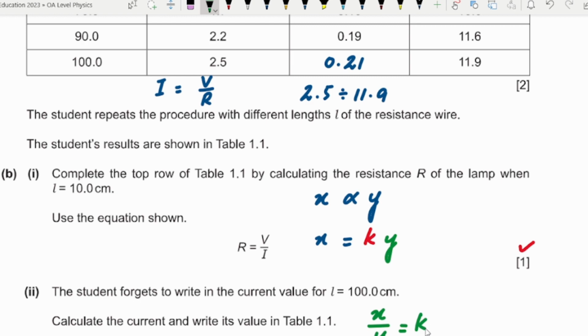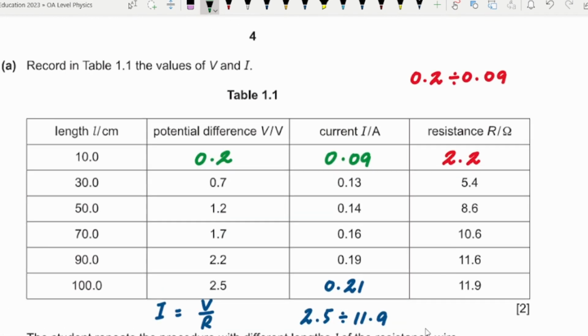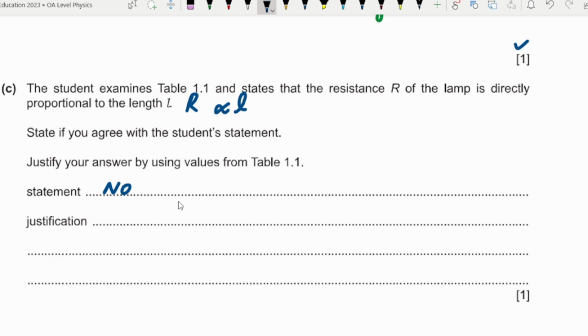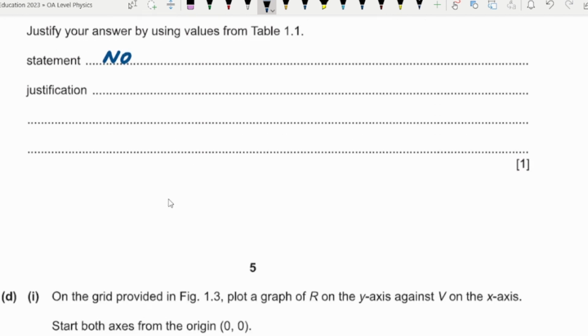So the overall ratio would remain constant. Is that the case here? So what you can do is you can find the ratio of resistance to length for some of these values. Ideally you should be finding it for all of them, but if there is a single value in which the ratio is not constant, that would mean that these two quantities R and L are not directly proportional to each other. No, we don't agree with the student's statement, and the justification is the ratio of resistance to length is not constant.